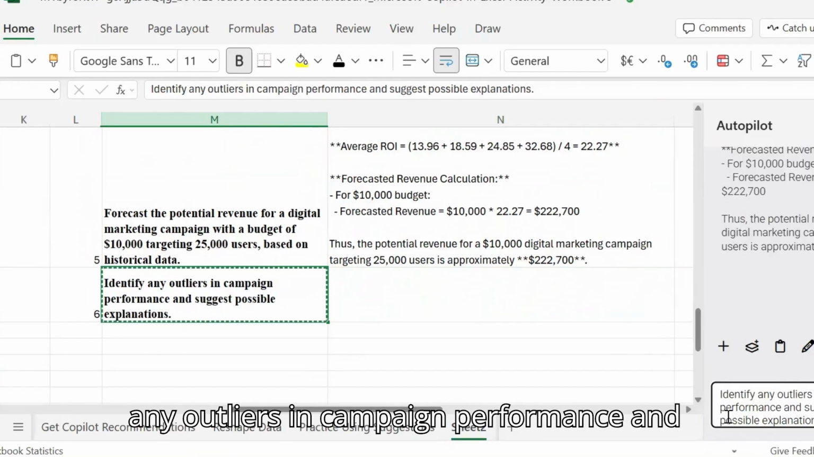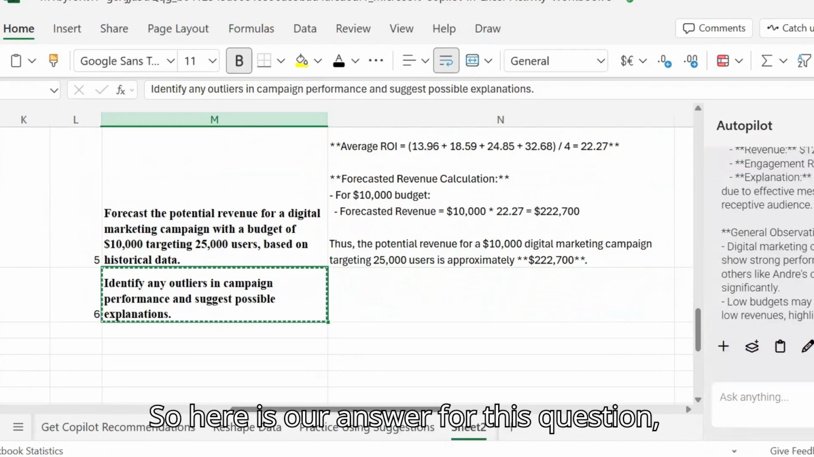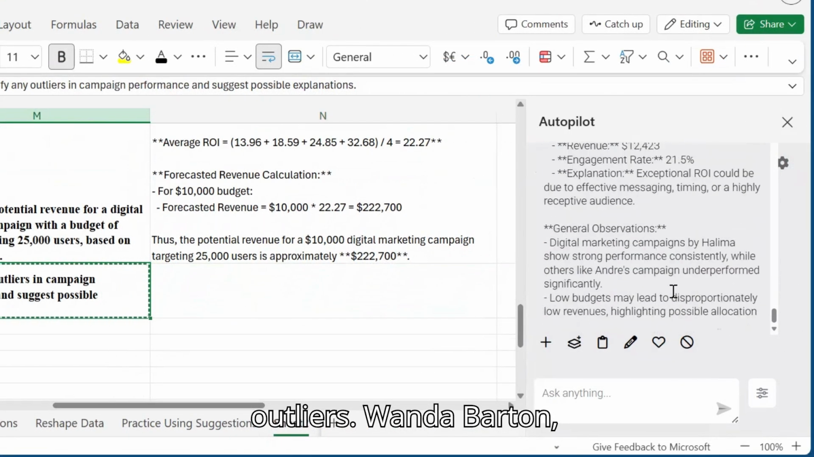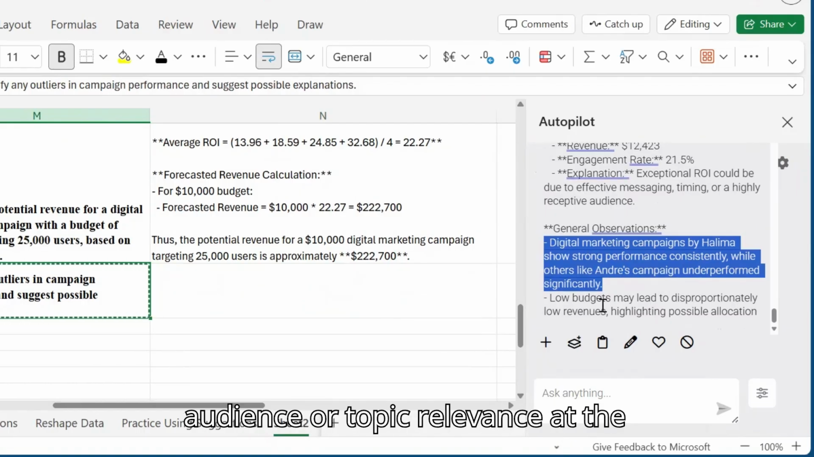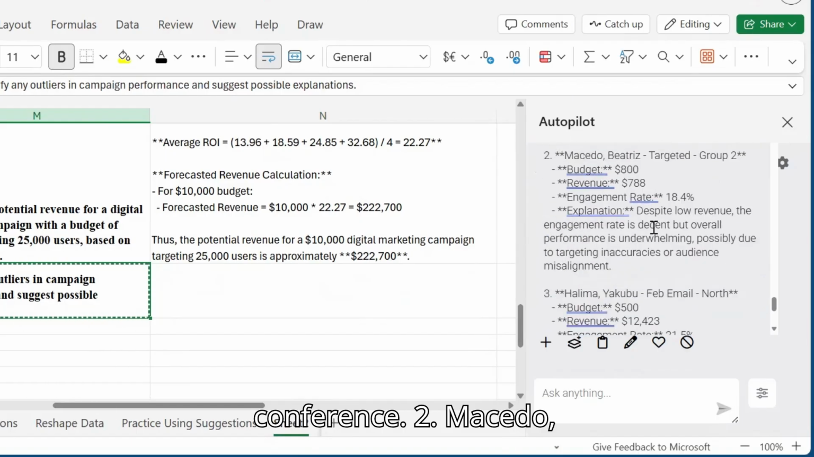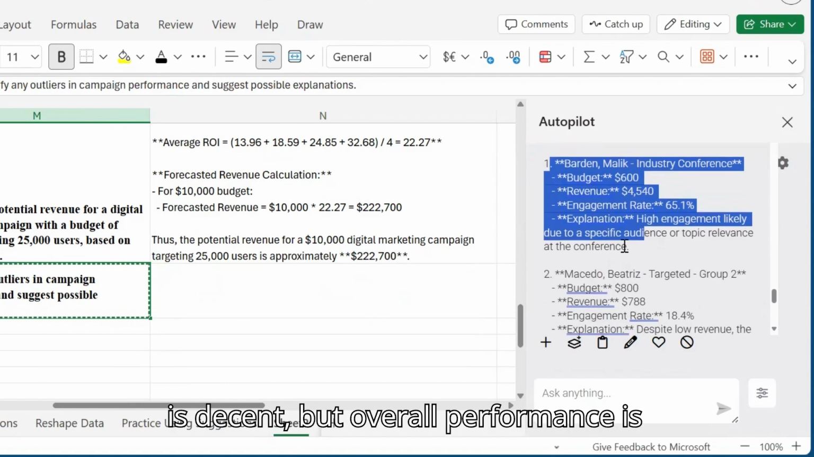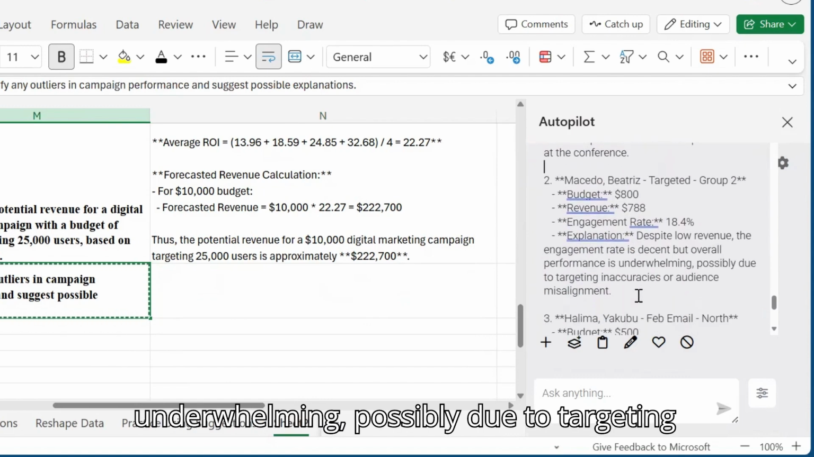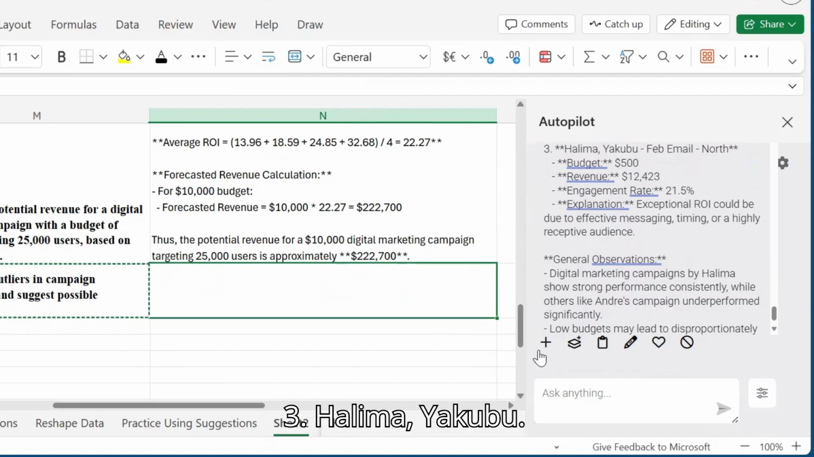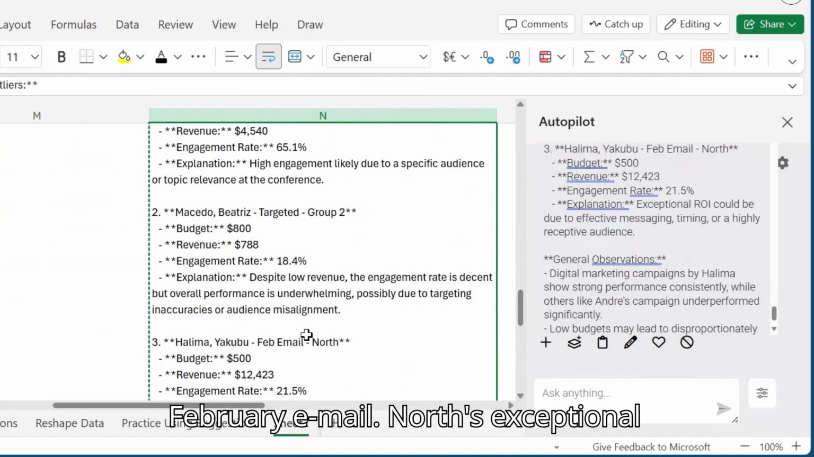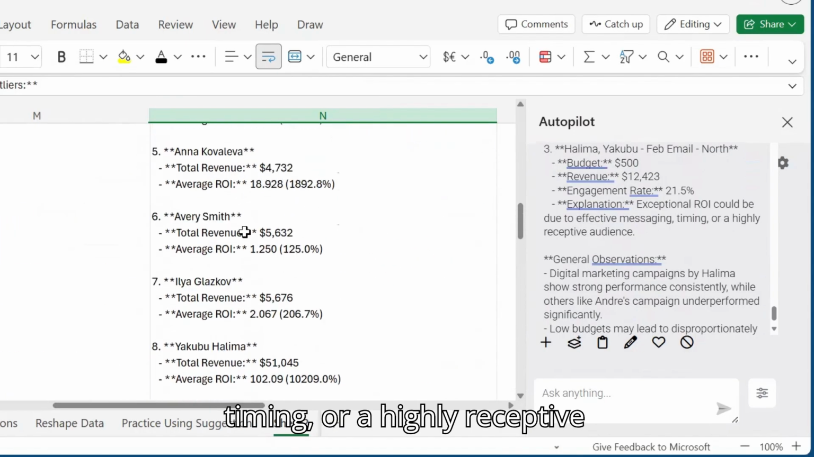Identify any outliers in campaign performance and suggest possible explanations. So, here is our answer for this question: outliers. 1. Barden, Malik, Industry Conference: high engagement likely due to a specific audience or topic relevance at the conference. 2. Macedo, Beatrice, Targeted Group 2: despite low revenue, the engagement rate is decent, but overall performance is underwhelming, possibly due to targeting inaccuracies or audience misalignment. 3. Halima, Yakubu, February Email North: exceptional ROI could be due to effective messaging, timing, or a highly receptive audience.